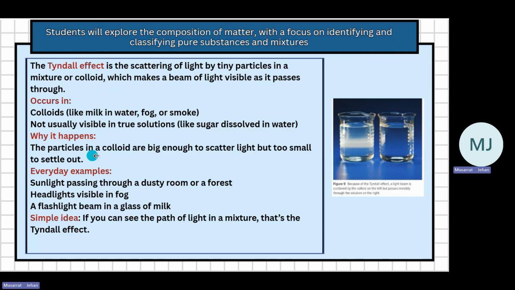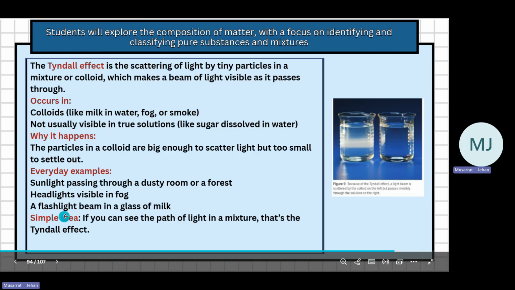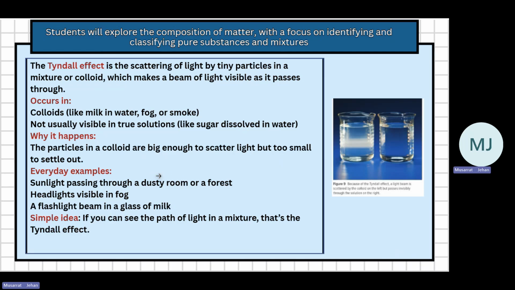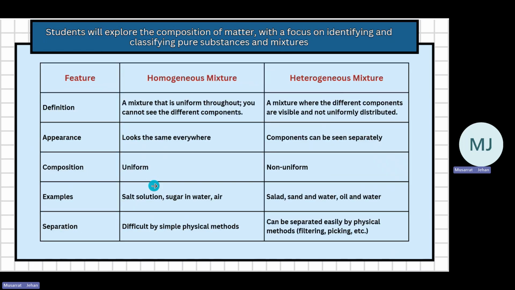Why does it happen? Because the particles are big enough to scatter light. Like sunlight, when you see sunlight coming through a dusty room or in a forest, you can see the sunlight coming. That is because of scattering of light. Headlights are visible in fog. When there is fog, you can see the light beam. Flashlight beam in a glass of milk. So if you see a beam of light in a mixture, you know that it is the Tyndall effect.